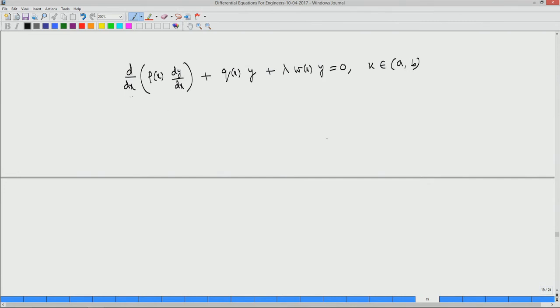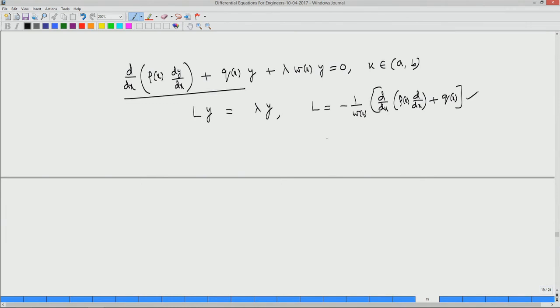So this is actually your Ly, this is Ly plus lambda y, so Ly equals minus lambda y. So actually put it in this form where L is minus 1 by omega x, d/dx of p(x) d/dx plus q(x). So this is what you have seen, where x is between 0 and 1, x is between a and b.